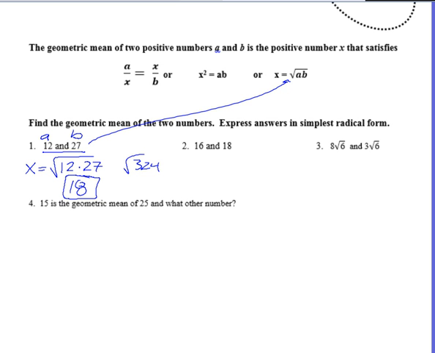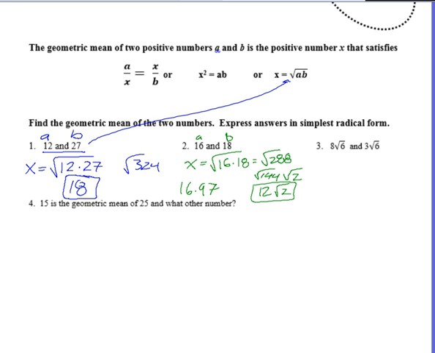The next problem: what's the geometric mean of 16 and 18? Again, we're just using the formula x equals the square root of a times b. This is a, this is b. Multiply those together, that gives me 288. Depending on what type of student you are, you can just give me the decimal. The square root of 288 is roughly 16.97, so maybe round that to about 17. Or if you wanted to simplify this in radical form, this breaks up into 144 times 2. The square root of 144 is 12, and the square root of 2 stays as is.